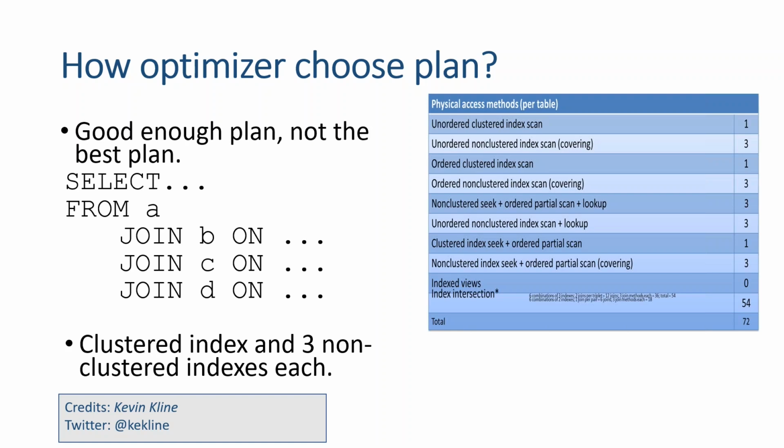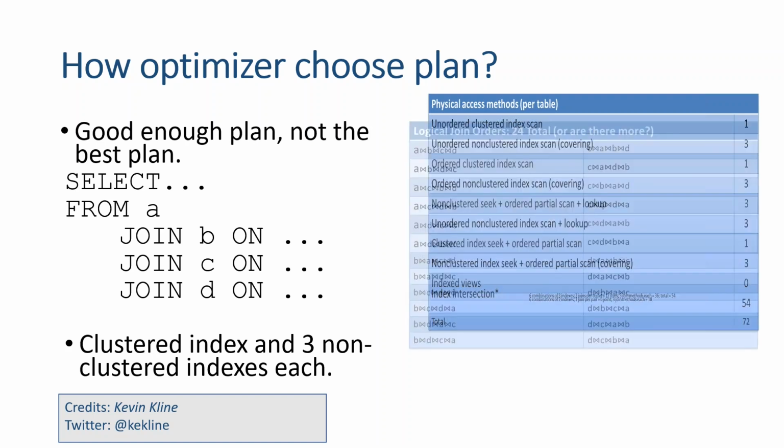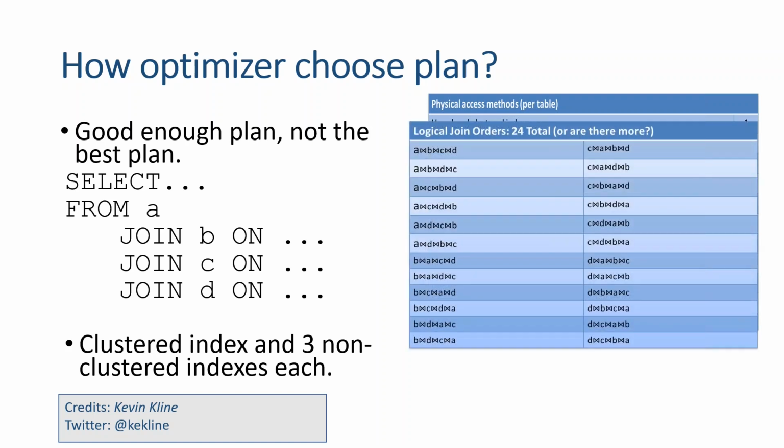So what are these physical access methods? The optimizer has to choose whether to do a clustered index scan or seek, or whether to use any covering index, those kinds of things. 72 per table, it has to analyze. On top of that, it has to analyze 24 different types of logical join orders for this simple select query.